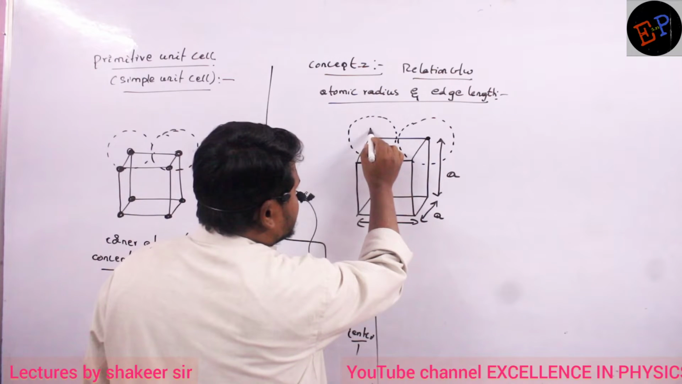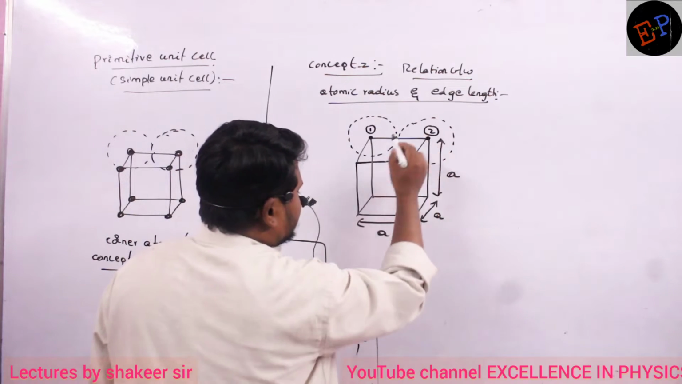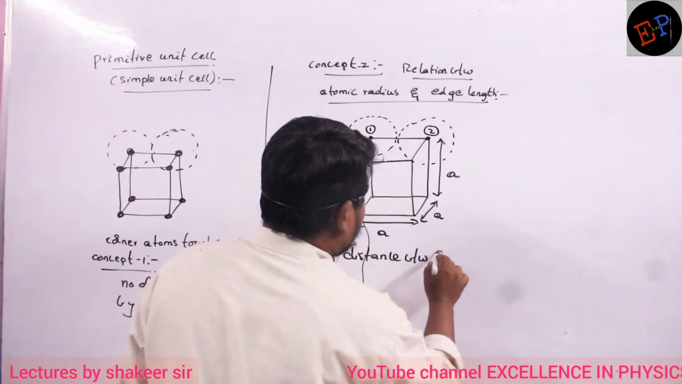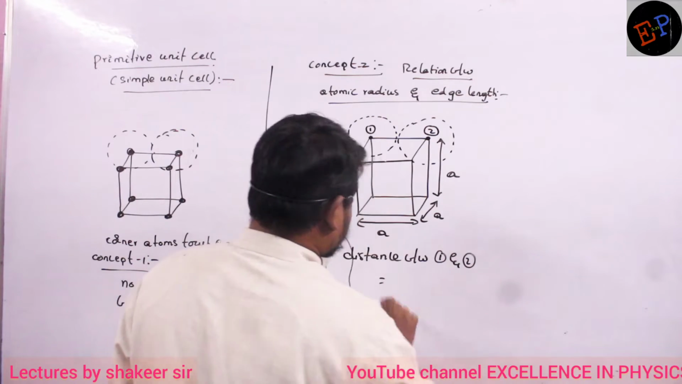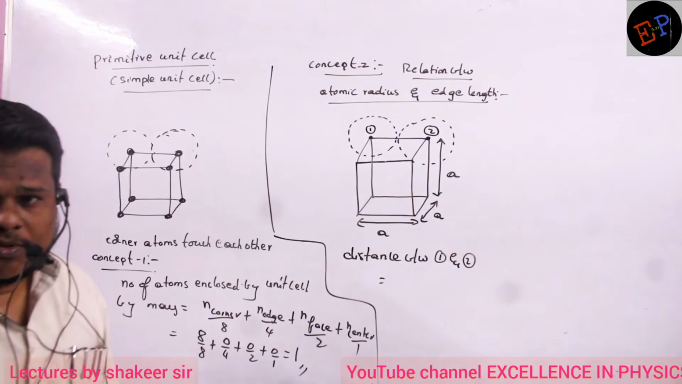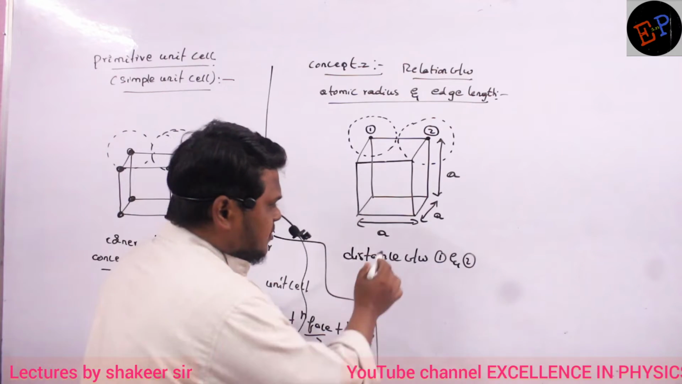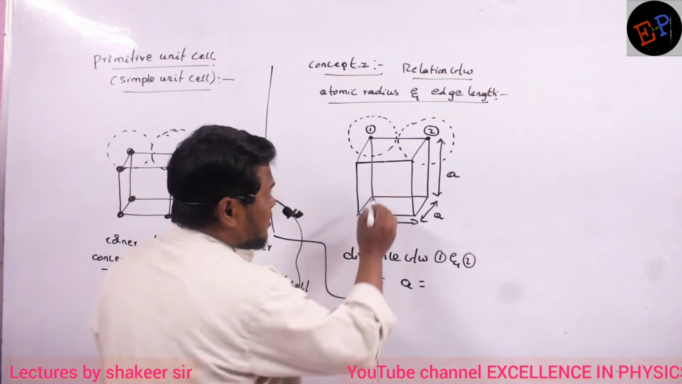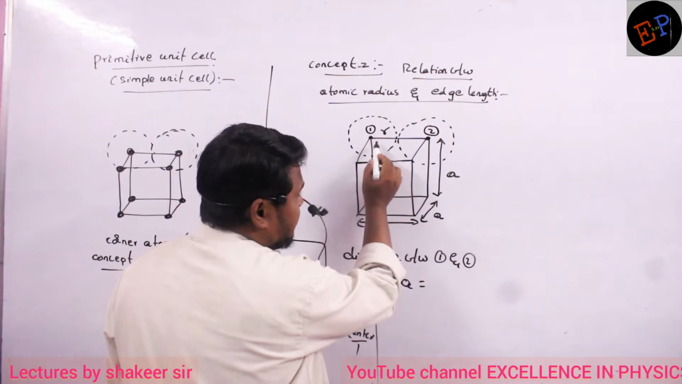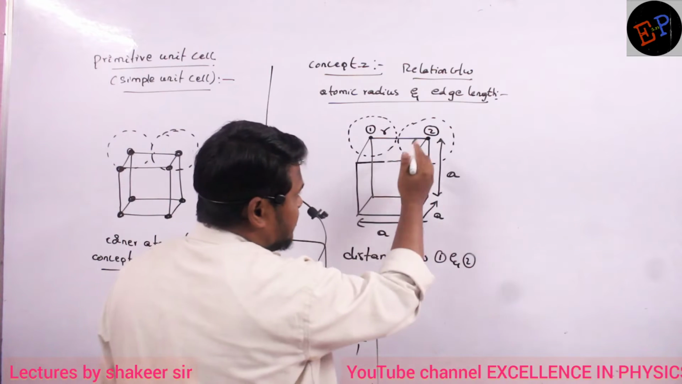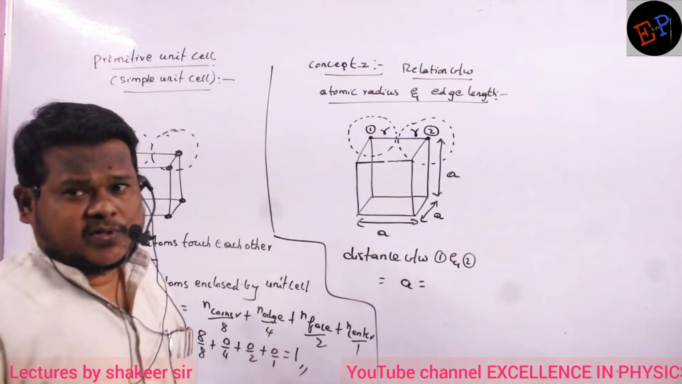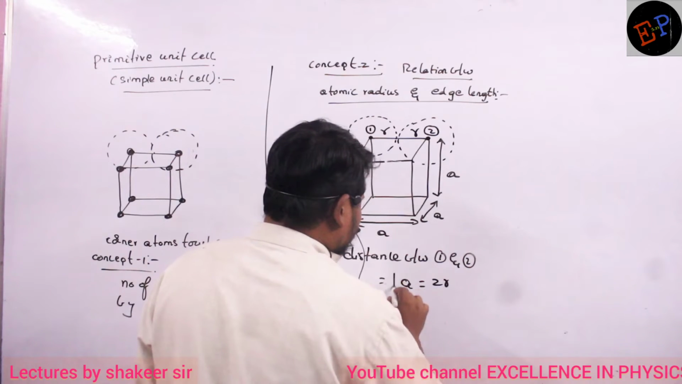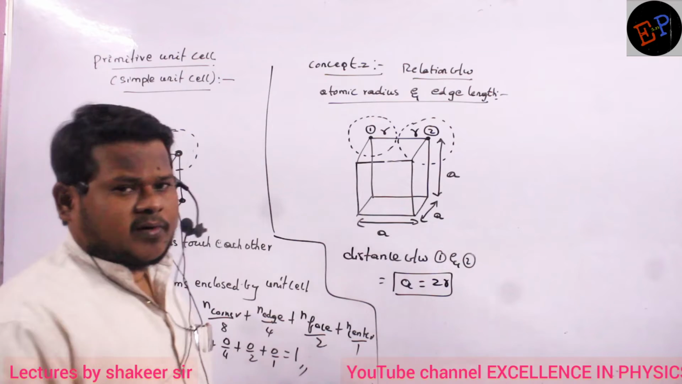Let us call this point number 1 and this point number 2. So the distance between 1 and 2 is how much? A only, no? A is nothing but the edge length. So this is equal to A. And this distance is R, the radius of this atom, and the radius of one more atom is another R. So A is also equal to 2R. I can write like this, no? So this is the relation between edge length and radius of the atom.